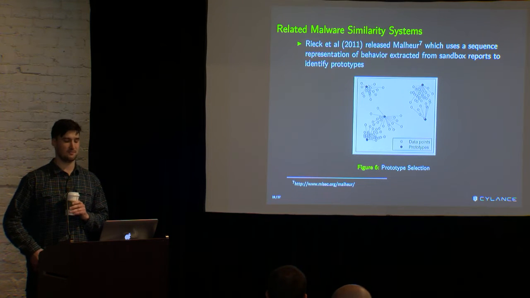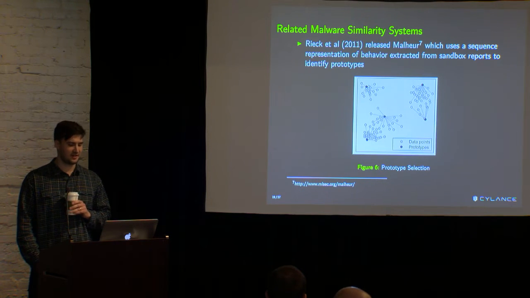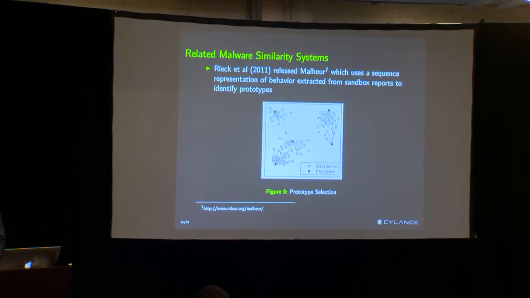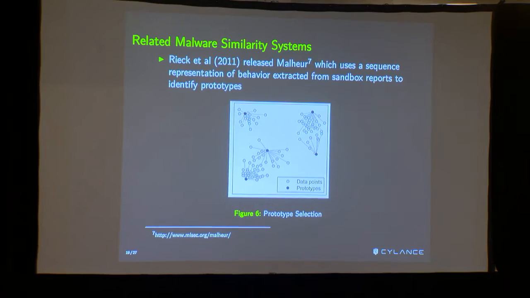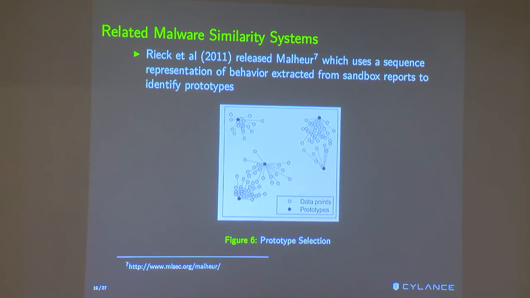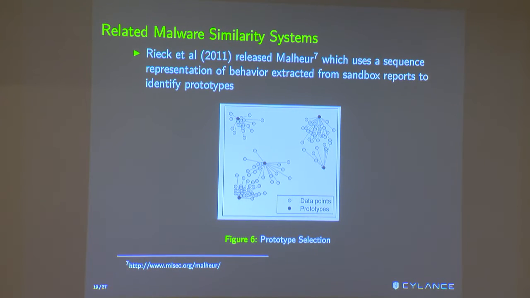And then there's also Malware, which came out in 2011. This uses a sequence representation, and it's more on the dynamic feature space. It uses behavior extracted from a variety of sandbox reports. So Cuckoo, I think at the time they were doing it with JoeBox. Maybe they're doing more now. But this uses this idea of prototype selection to power their more advanced clustering and classification tasks that Malware provides on dynamic data.